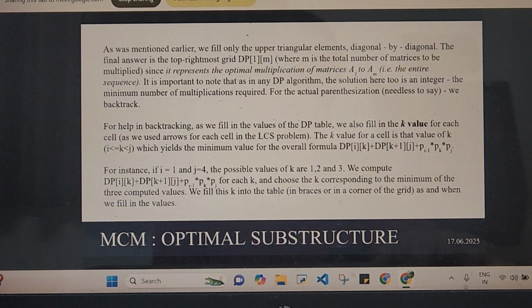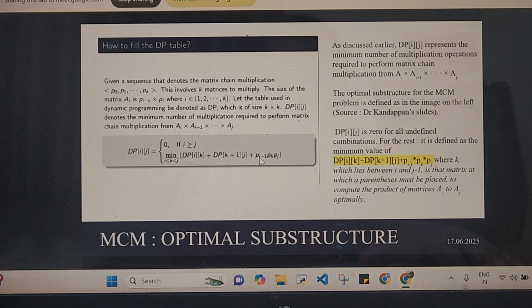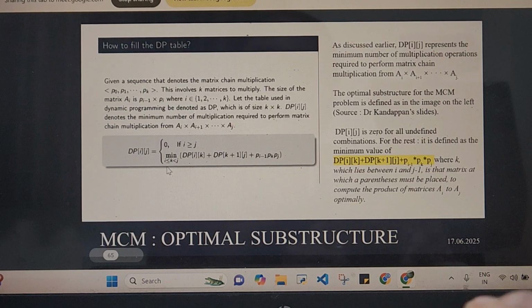I'll quickly give a recap and then we will move on to the backtracking and stuff. So you have these matrices, their dimensions are given to you in this array. Initially you will set up an n cross n table where the leading diagonal and lower triangular elements are 0 because either those multiplications are not defined or there are no multiplications at all. To fill in the upper triangular elements, you have this formula: dp[i][k] plus dp[k+1][j] plus p[i-1] p[k] p[j], and your k can be any value between i and j minus 1.